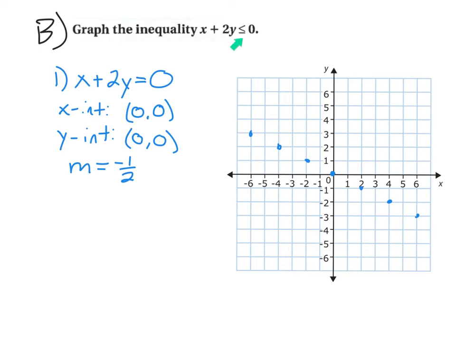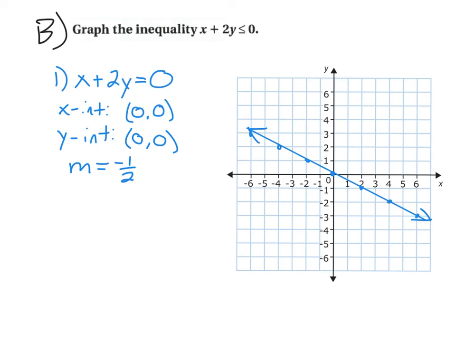Now, because we have less than or equal to here, the type of line we're going to draw is going to be a solid line. Because x plus 2y could also be equal to 0, that means these points on the line could be solutions to the inequality. Okay, this is like having a closed circle on the number line. So we're going to draw a nice, straight, solid line right here. And put arrows on that.